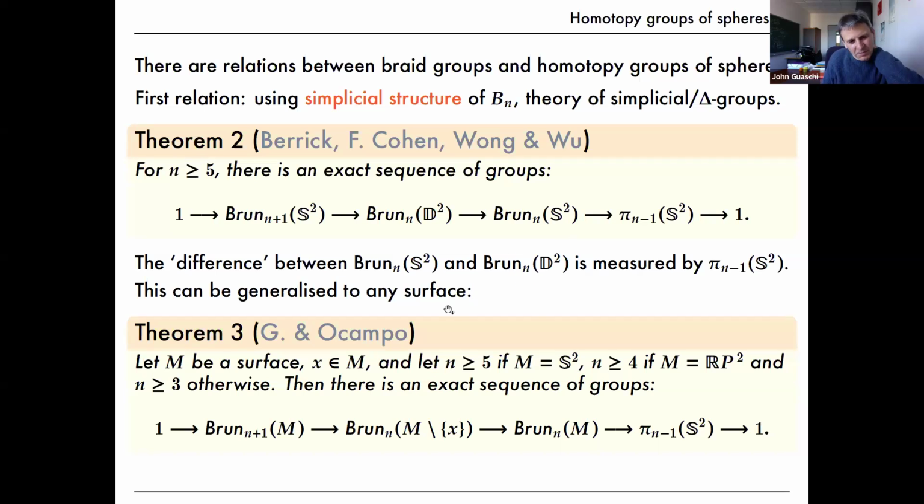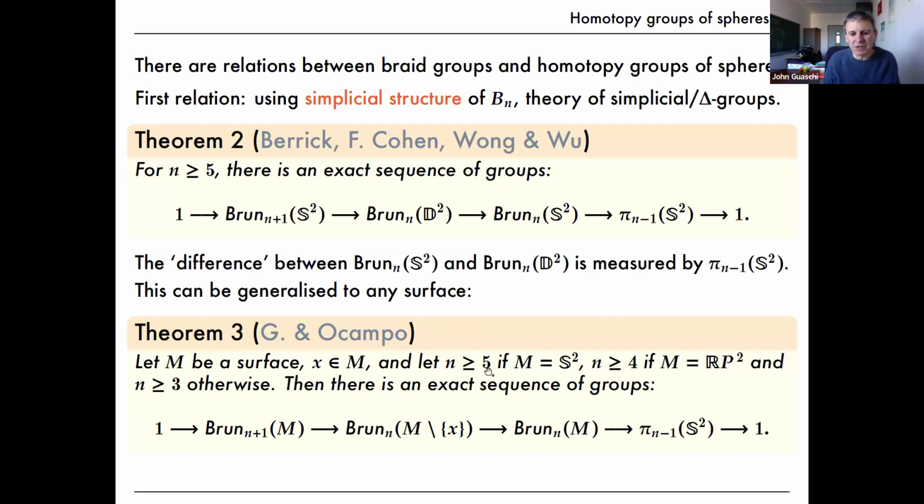So with Oscar Ocampo, who was mentioned yesterday, we proved the generalization of this result. So it turns out that we have the same kind of result, but it's true for any orientable surface without boundary. There are some restrictions on the value of n.